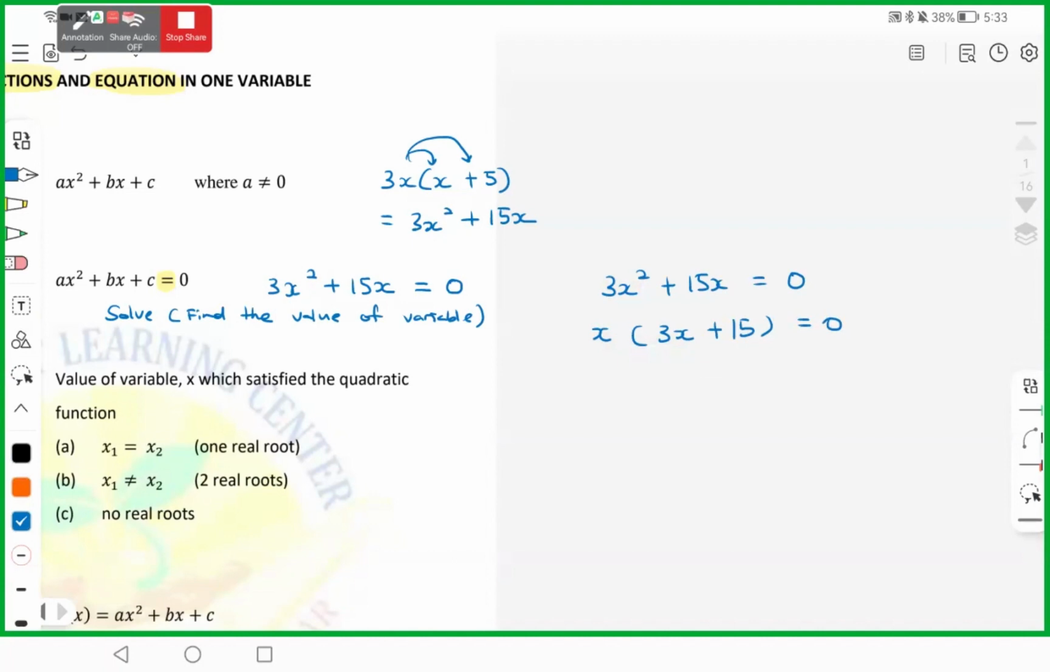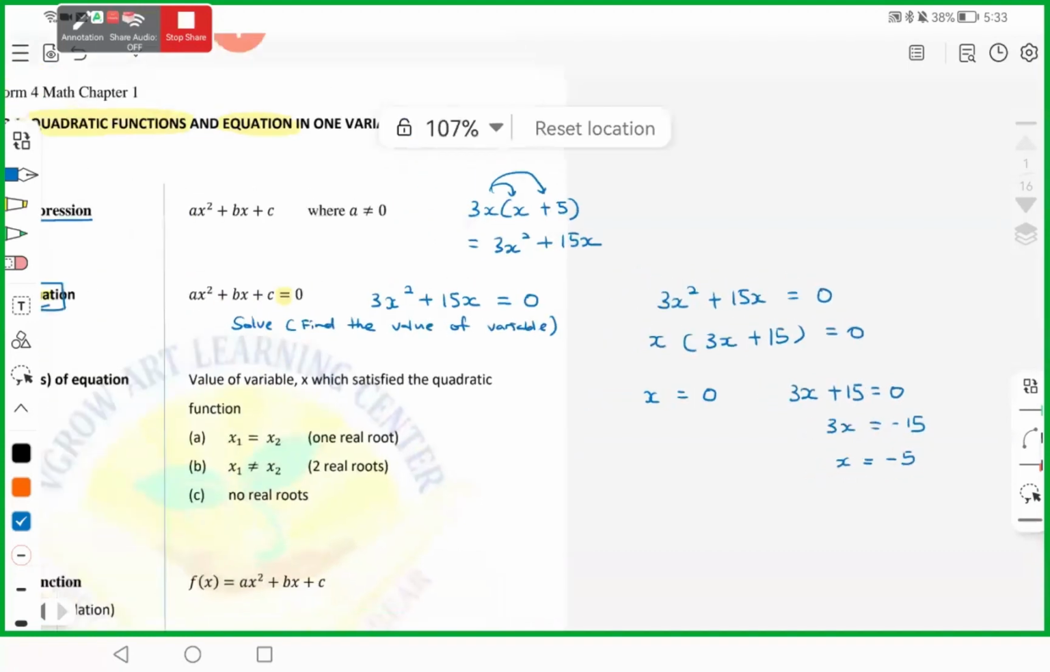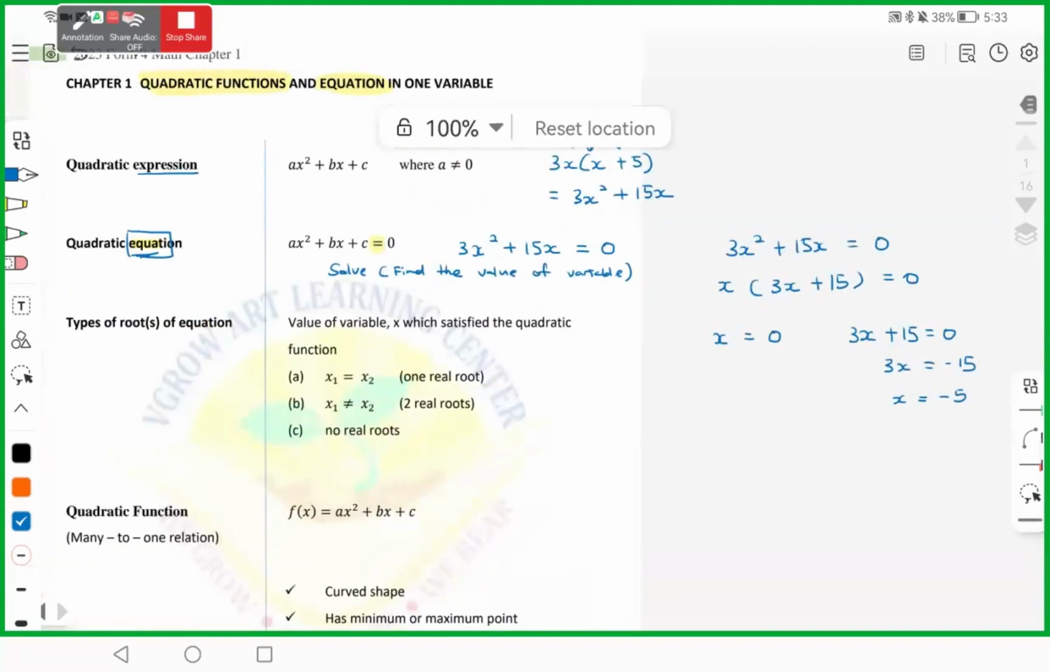Then we can proceed to write x equal to 0 and another bracket 3x plus 15 equal to 0. So proceed, 3x equal to negative 15, x equal to negative 15 divided by 3, which is negative 5. So that's the example of how we find quadratic equation. That's the difference also, expression and equation.